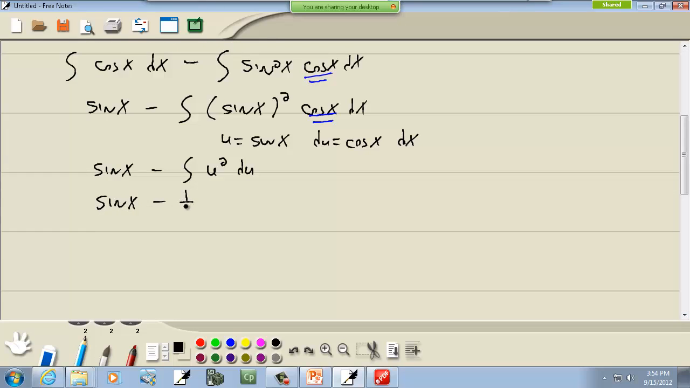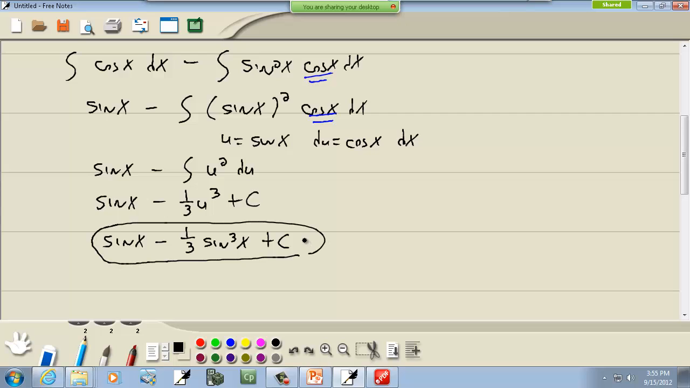Add 1 to our power, divide by our new power, so we get minus 1/3 u to the third. Put my plus c on. And u we said was sine x, so this becomes minus 1/3 sine to the third plus c. And that's our answer.